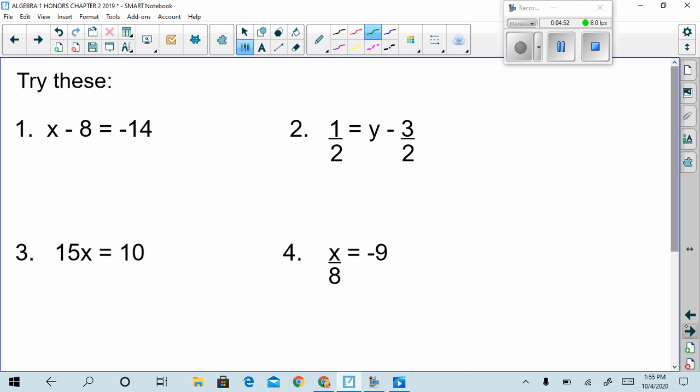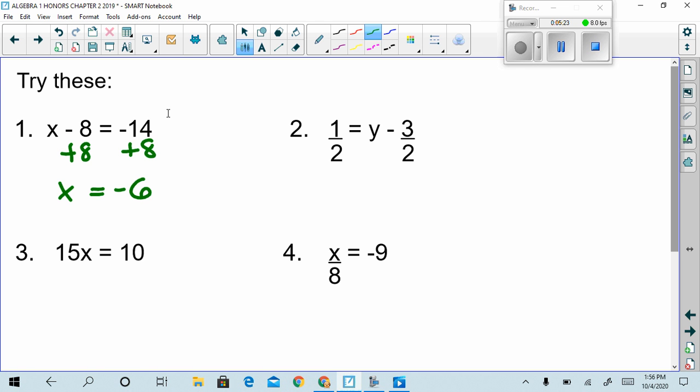In this first one, I see subtraction. My inverse operation is addition. When I'm adding, anything plus its additive inverse cancels out, which is my goal. I get negative 6. Negative 6 minus 8 equals negative 14. Well, subtraction says to add the opposite. So I'm going to have a negative 6 minus negative 8 will give me negative 14.